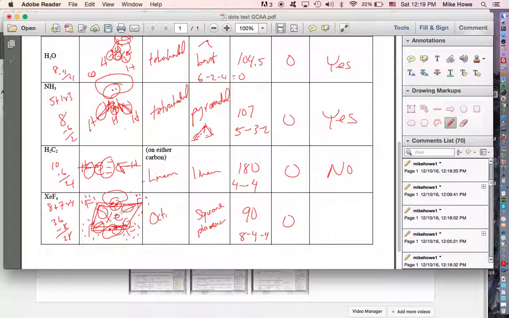And is it polar? Well, these guys are pointing out toward the corners of this plane, but they're all equally pointing out, and it's all flat. So it will not be polar because all those vectors are going to cancel each other out. All right, I think that's good.